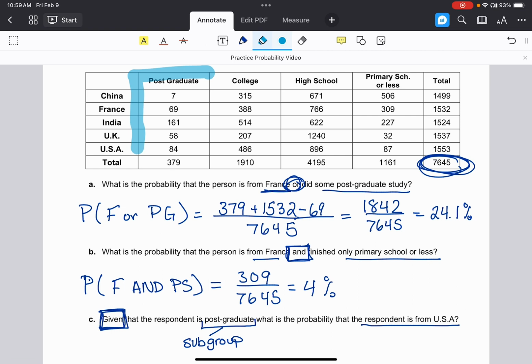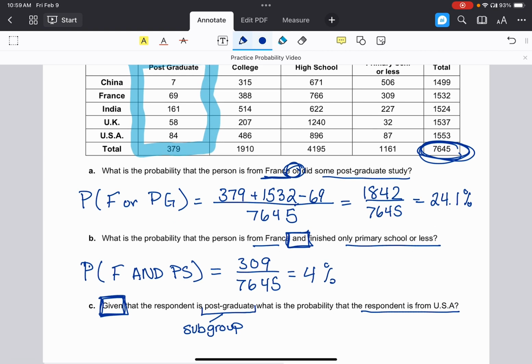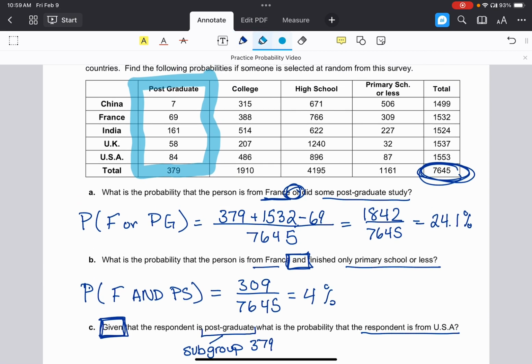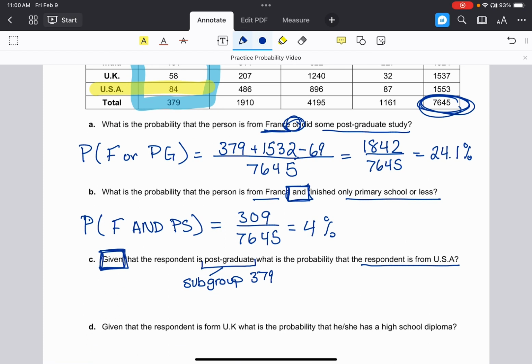notice we only care about this first column, and there are 379 people in that first column, and we want to know what's the likelihood that someone's from the US. Well, there are 84 postgraduate people from the US, so that's 84 out of 379, which is 22.2%. And I should write out my probability notation. So probability of US given postgraduate.